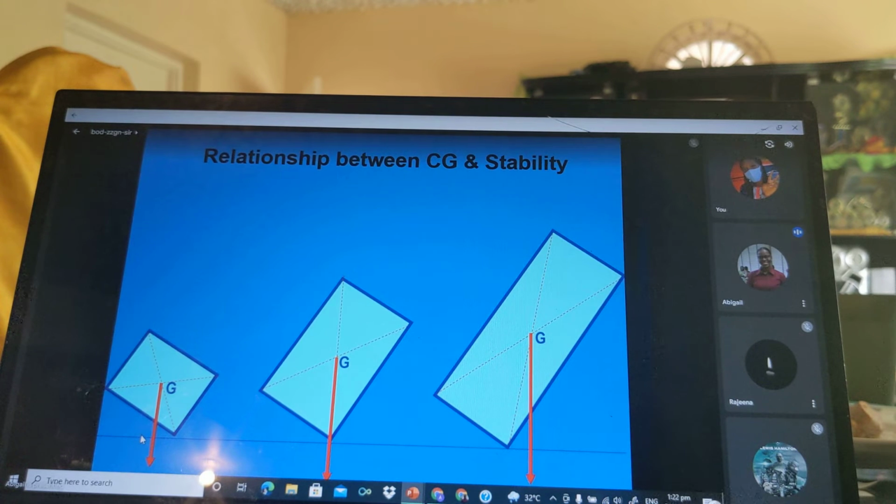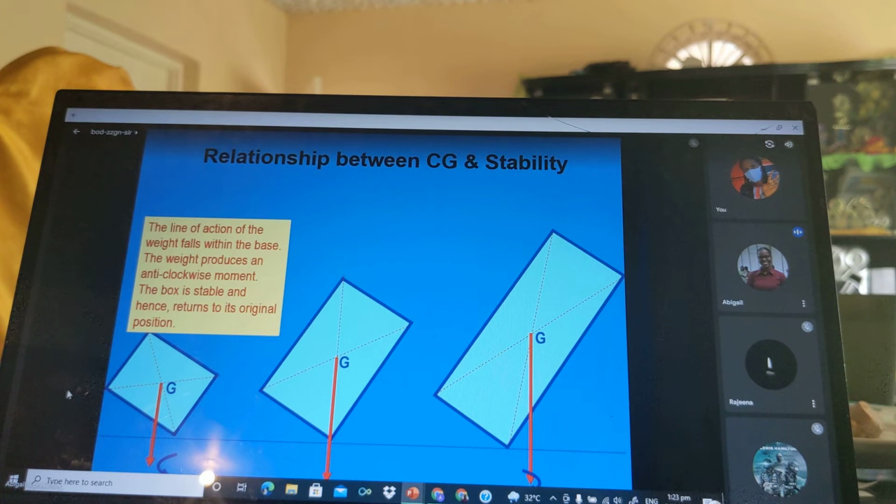Now, when you find where the center of gravity is, where it is acting from, you're going to look at how it will turn based on where the center of gravity is. Now, what do I mean by this? If we look at the line of action of the weight, for the first one here, that line shows how the weight will act or where the weight will act.